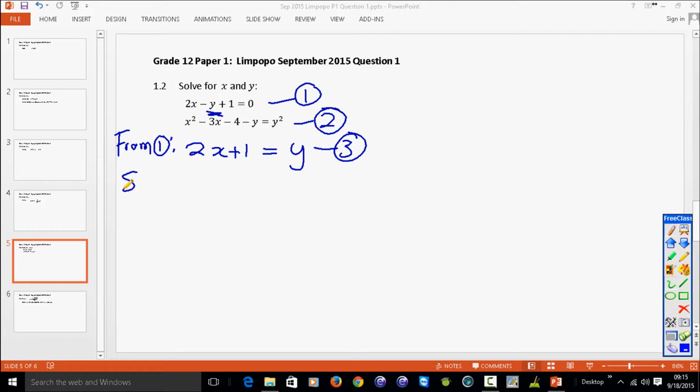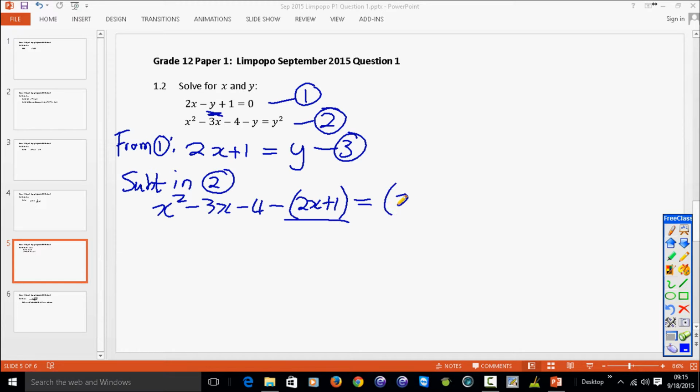Right. Now we are going to substitute in 2. So x squared minus 3x minus 4 minus (2x plus 1). Oh, and when you substitute, remember to do it in brackets, is equal to, in brackets, (2x plus 1) all squared. Remove the brackets. x squared minus 3x minus 4, and concentrate not to make sign mistakes.